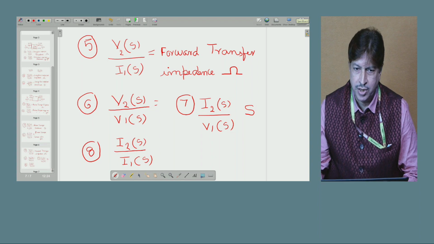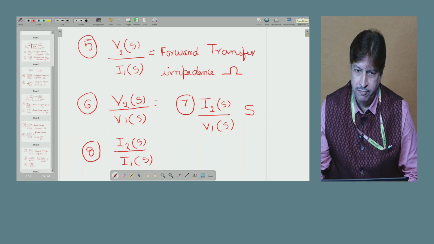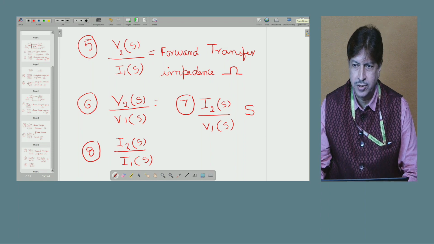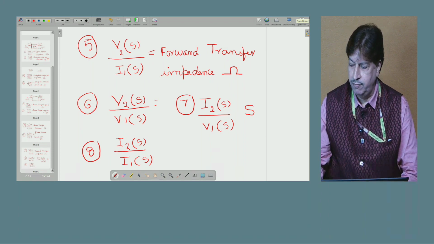We stop the session today with the introduction of the driving point functions and network functions.